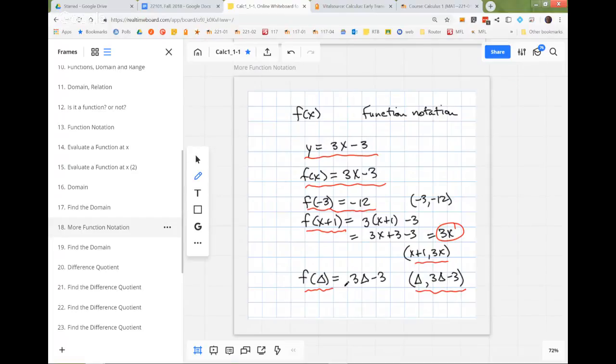And you can even do, like, what's f of triangle? Plug in a triangle for x. 3 times triangle minus 3. Can't simplify that. So when you plug in a triangle, out comes 3 triangle minus 3. Okay.